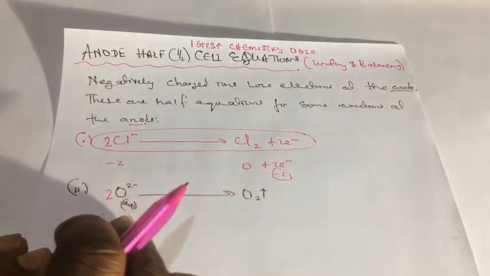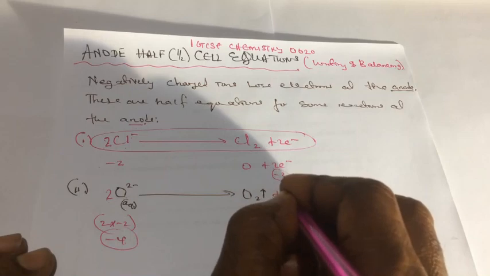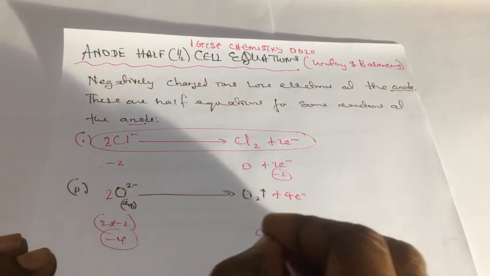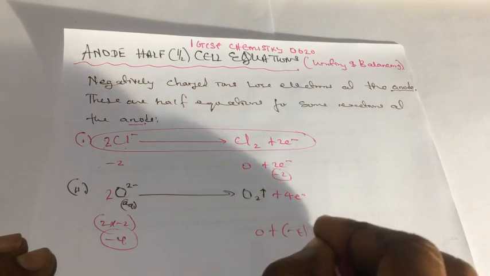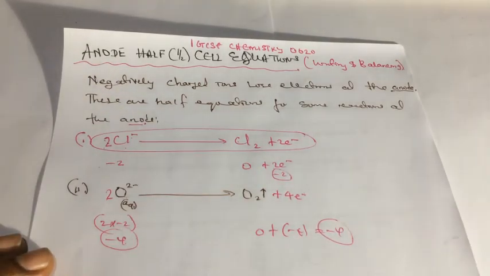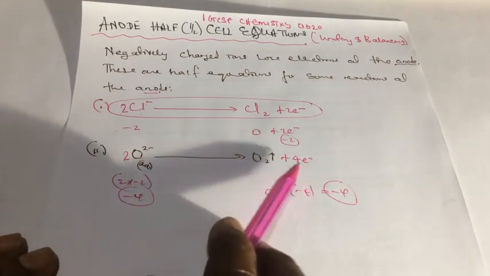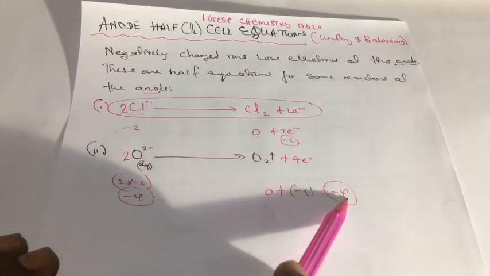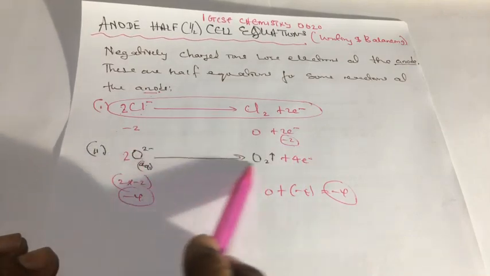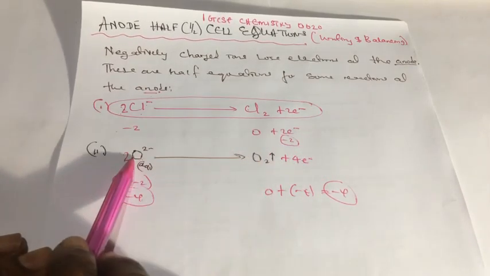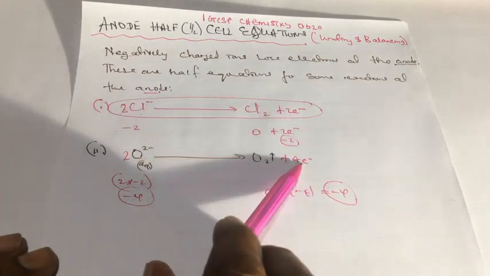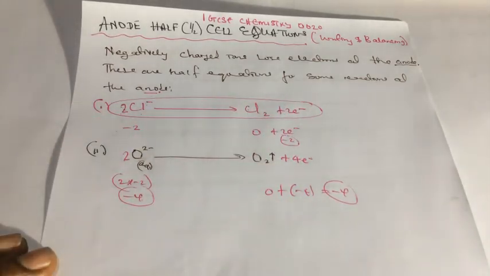So to balance the other side, we introduce 4 electrons. 4 times -1 is -4. So 0 plus -4 is -4, right? So the total charge here is -4, and the total charge here is what? -4. So this is balanced. The electrons are written on the right-hand side, right? Don't forget the right-hand side.